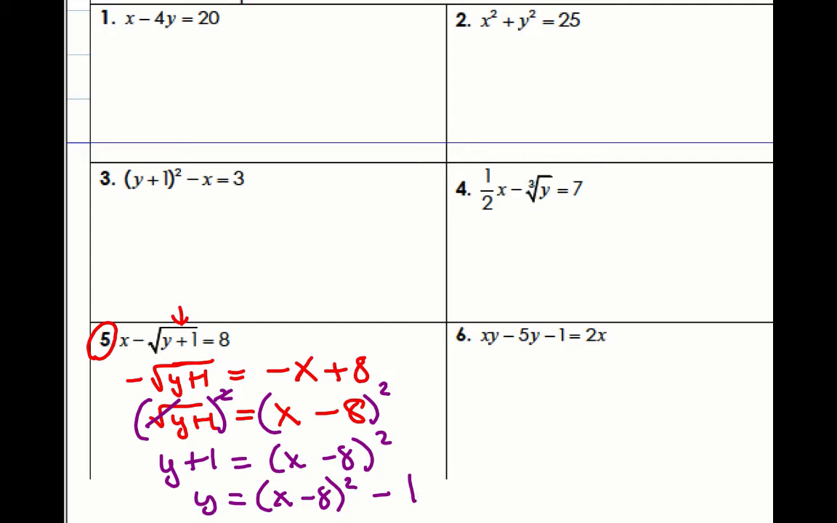Now is it a function? Well, if we were to graph this, we would see that it's actually a parabola with a vertex at 8, negative 1, and it would pass the vertical line test, so it would be yes, it's a function.